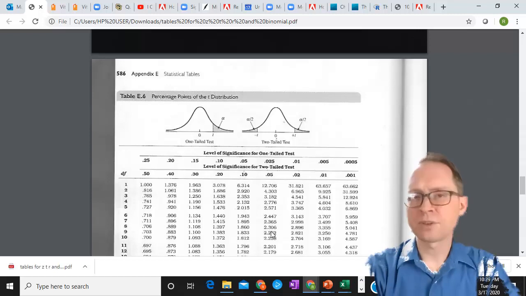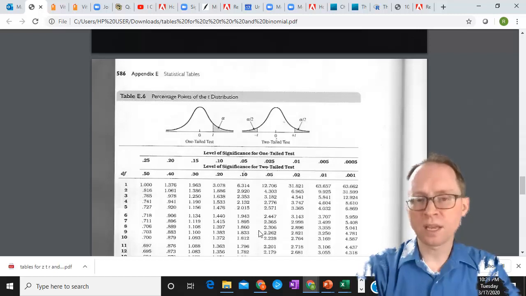2.306. That's our critical value. We calculated a 1.33. That is not even close. So we have to fail to reject the null hypothesis. Now, does this change if it's a one-tailed test?